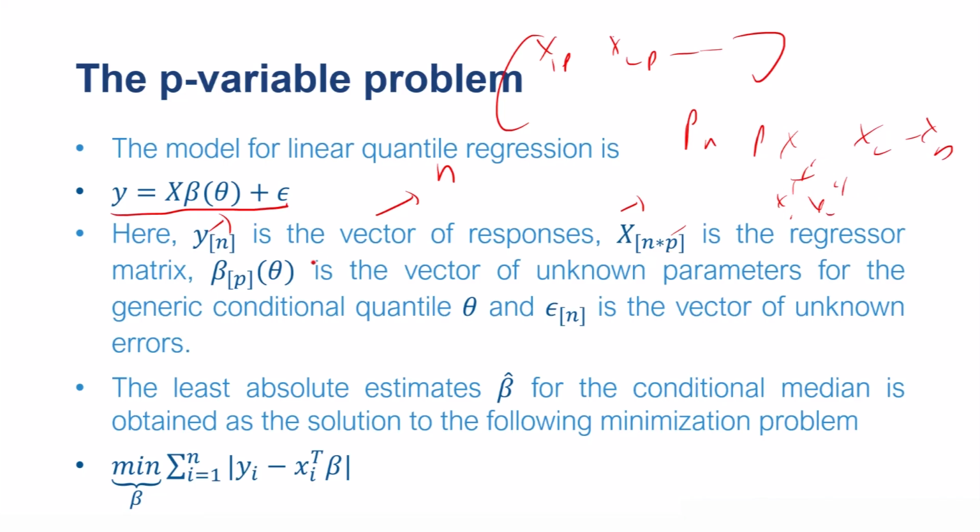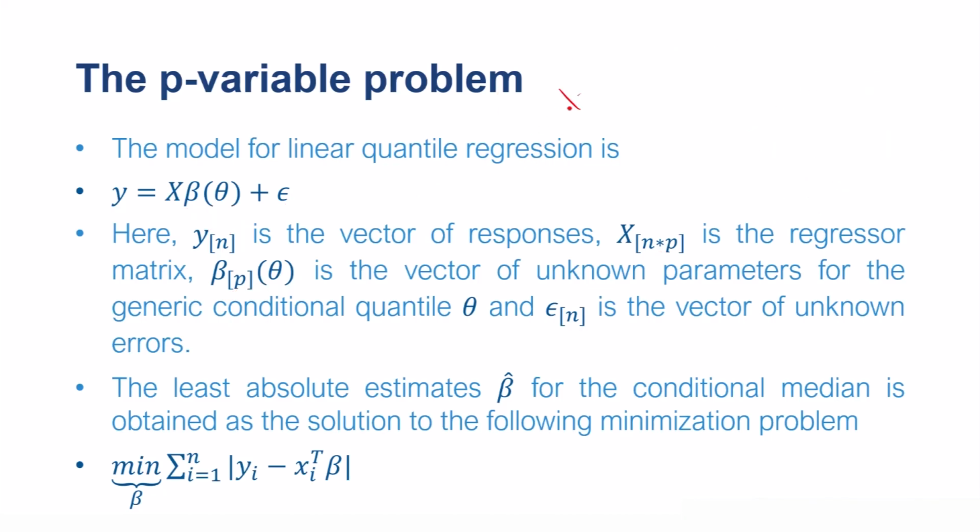You'll have n observations corresponding to each regressor. Because you have p regressors, you'll have a matrix of p cross n. In terms of coefficients, you'll have quantile specific coefficients. Because this relationship is now quantile specific, we are estimating quantile regression only. So beta p theta will represent those p parameter estimates for the p regressors.